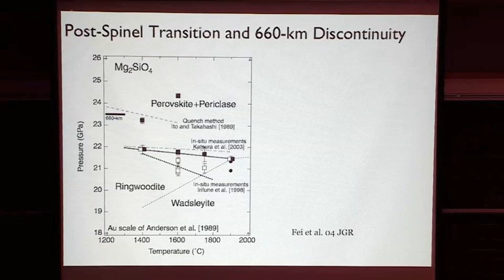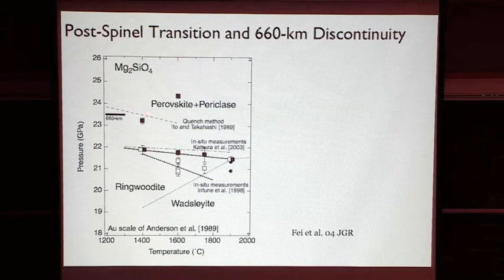So here is a quench study from '89. It shows there's a good match. The boundary and the 660, the pressure is about the same. But then in 1998 and 2003, they measured the boundary again. This is the boundary from '98. This is the boundary from 2003. They did in situ measurements. They were able to measure the pressure using X-ray diffraction. They're saying the transition pressure is a lot lower. It's below 660. And then people started to question whether 660 is really due to this transition.